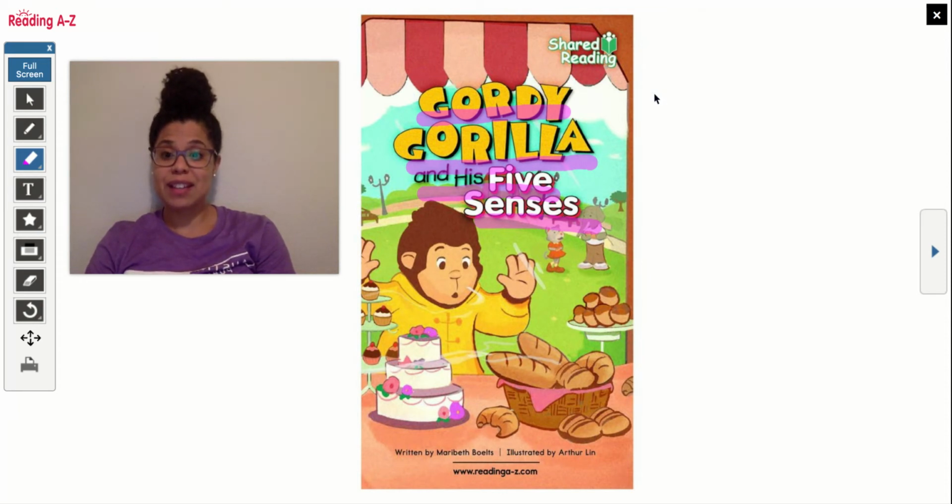Now, as quickly as you can, point to the author of the story. Good, the author is right down here. It's the person that wrote the book. They wrote the words. Mary Beth Bolts is her name. And where is the illustrator? You are right again. You guys should be pros at identifying the title, the author, and the illustrator because we've been doing it for several weeks now. The illustrator of our story is Arthur Lynn, and he is the person that drew the pictures in our book.